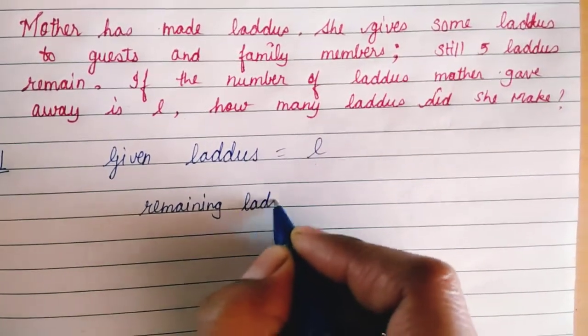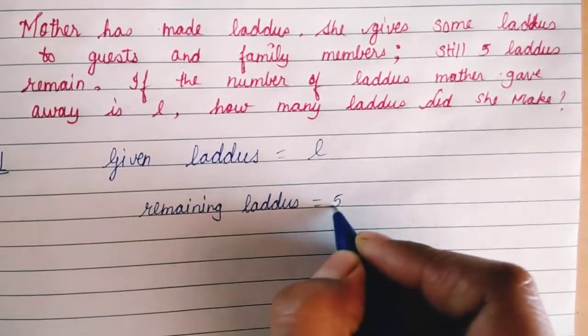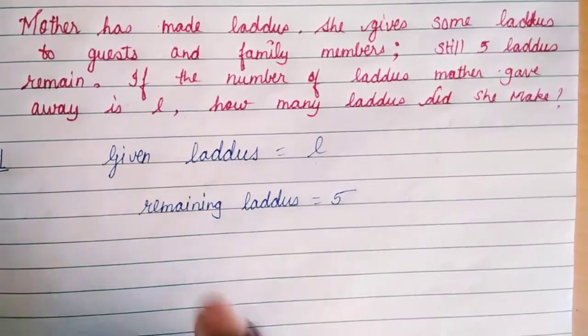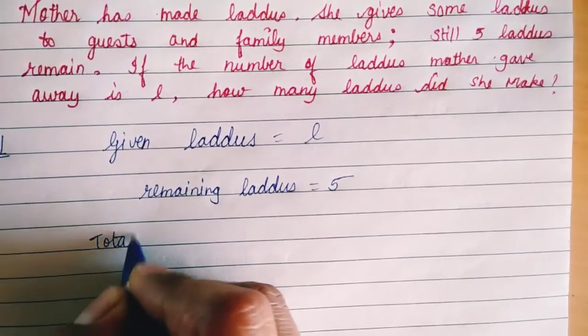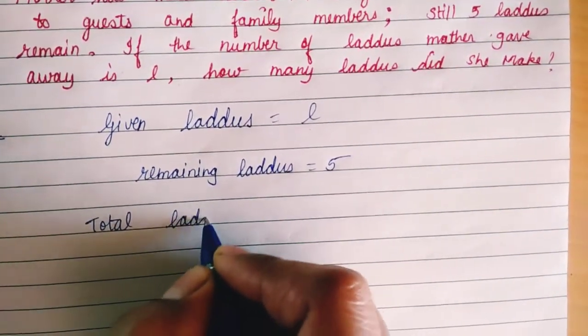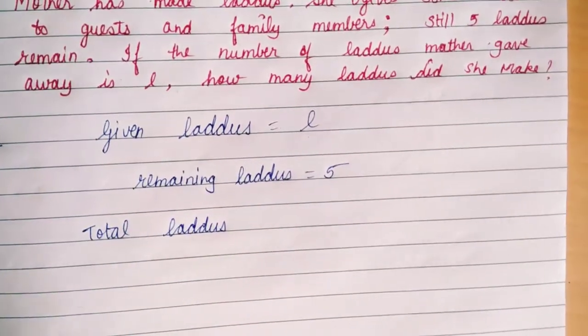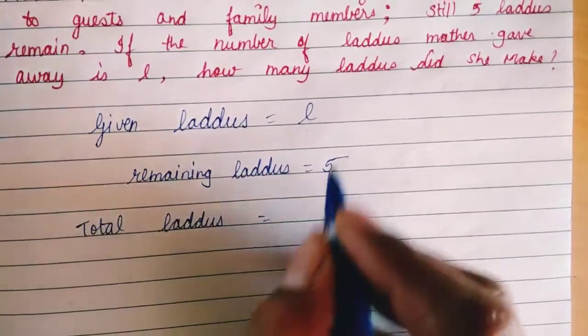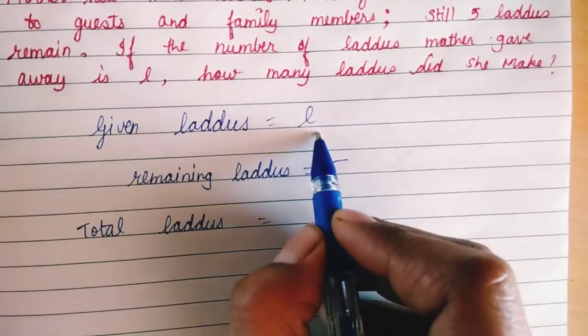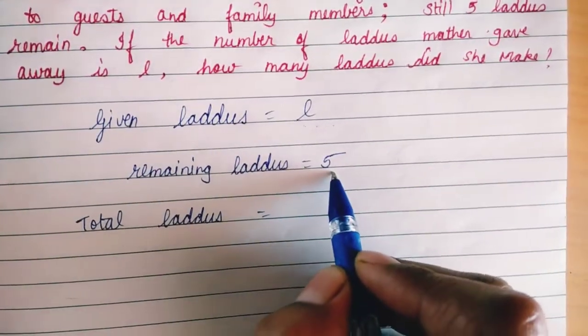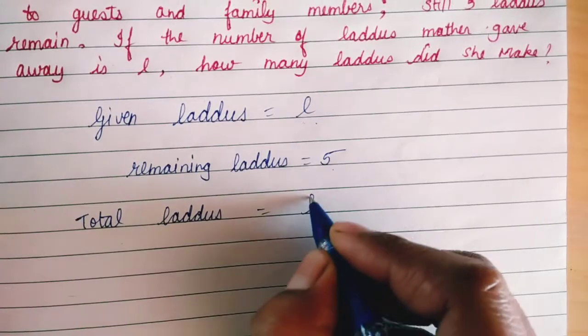Remaining laddus is 5. What do we have to find out? We have to find the total laddus which were made by mother. So here this is the given laddu and this is the remaining laddu. Okay, so we can simply add them.